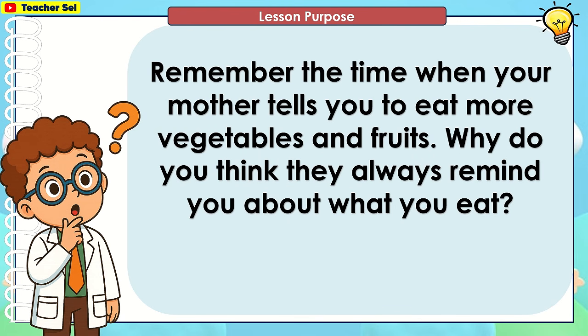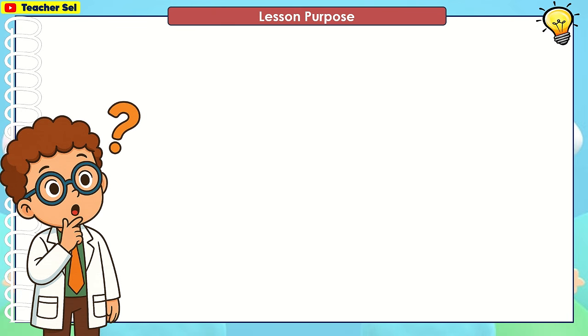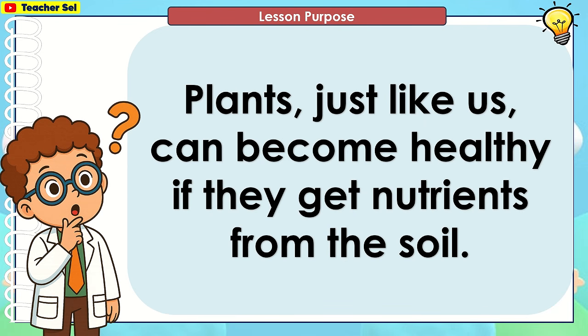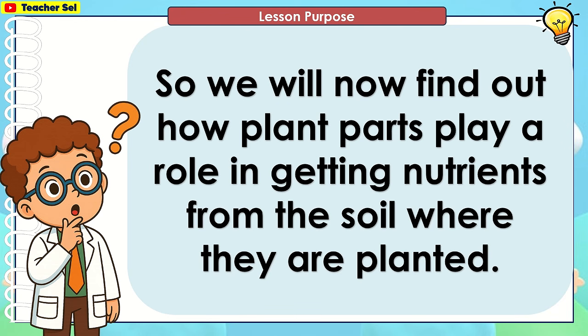Remember the time when your mother tells you to eat more vegetables and fruits. Why do you think they always remind you about what you eat? So that we stay healthy and not get sick. Plants, just like us, can become healthy if they get nutrients from the soil. So we will now find out how plant parts play a role in getting nutrients from the soil where they are planted.